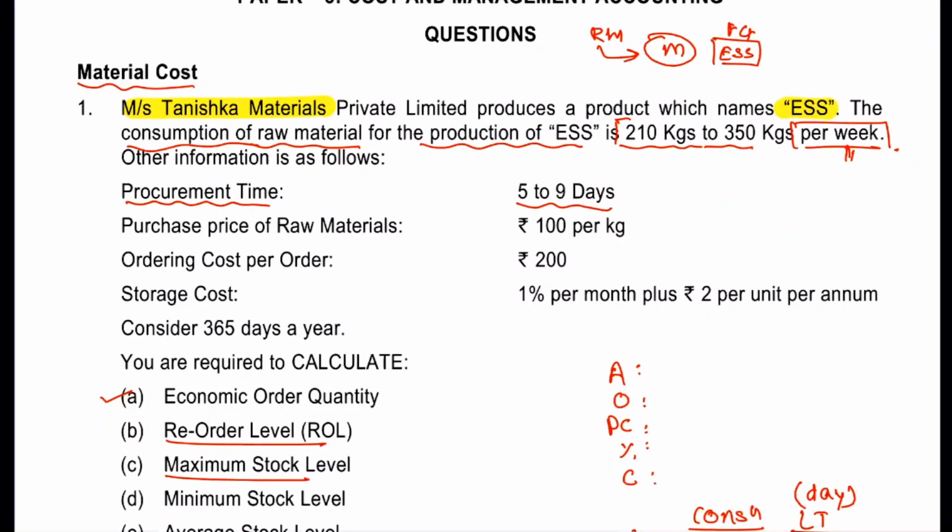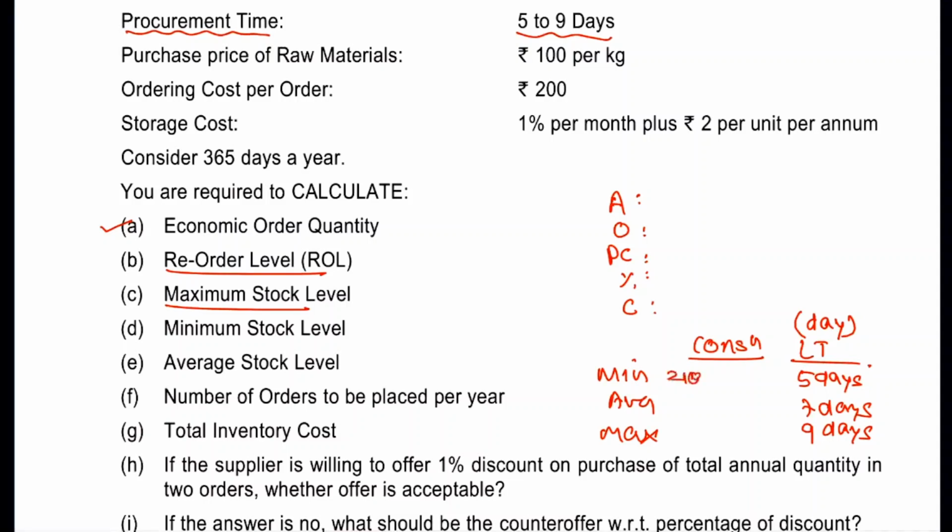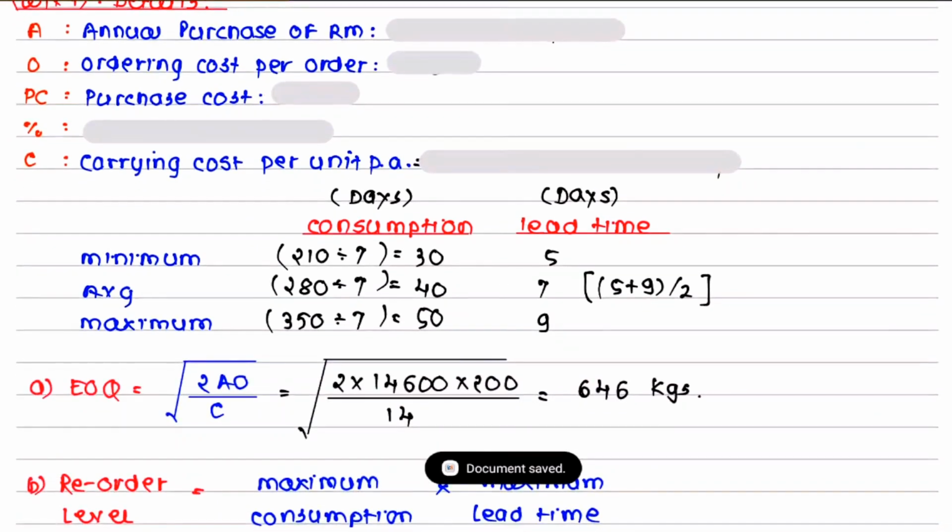You need to convert that into days. So first of all, 5 is minimum and 9 is maximum. See, everything is written over here. It is like this. I am done with this. Now consumption was 210 and 350. But sir, if it is in days, I need consumption also per day. So how many days are there in a week? 7 days.